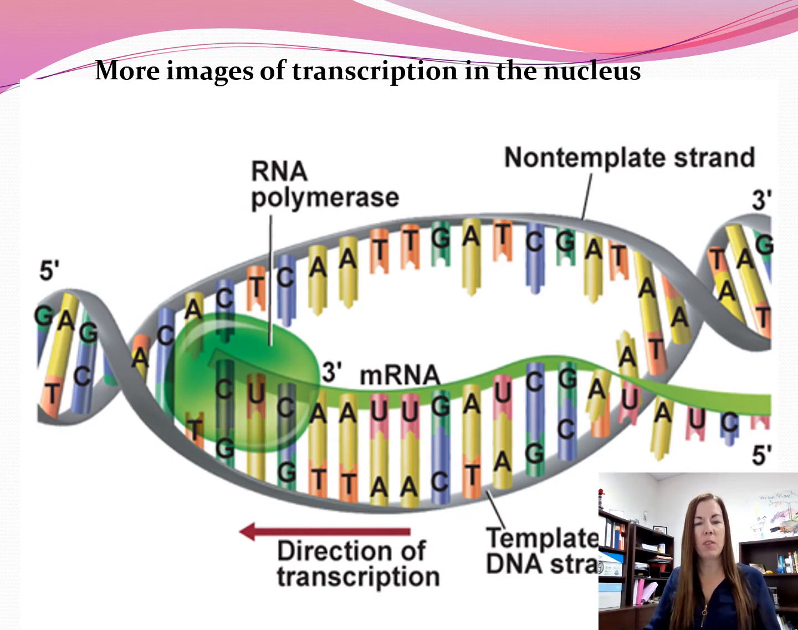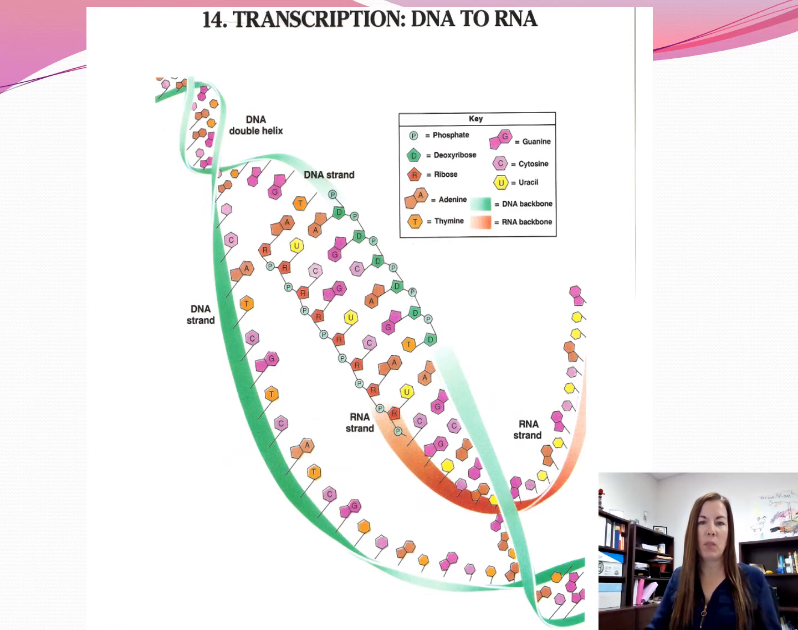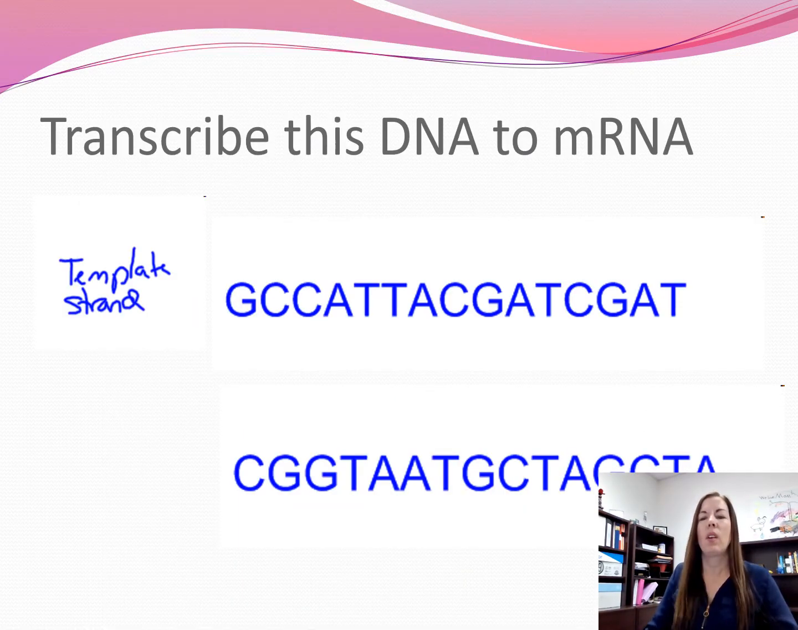Here's another image of transcription in the nucleus. Here's transcription of DNA to RNA. So you have the task of transcribing the DNA to RNA. And now remember, transcription from DNA to RNA requires you to think about the fact that RNA has uracil instead of thymine, okay?